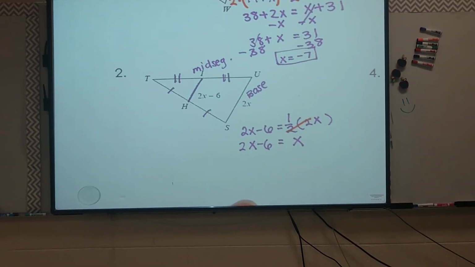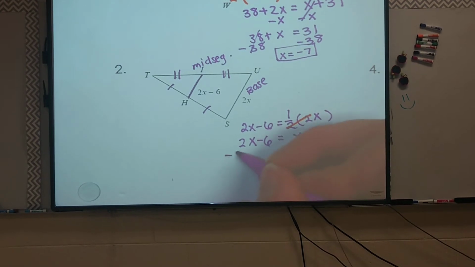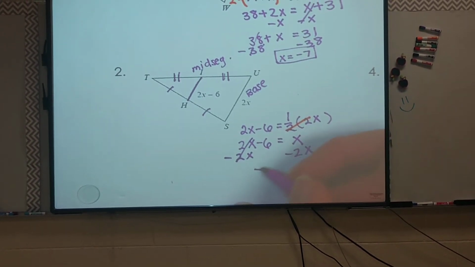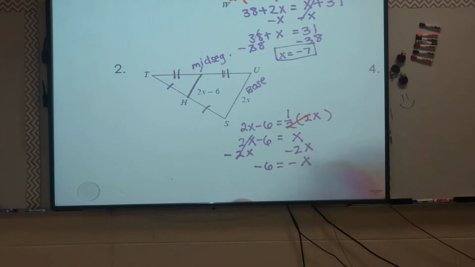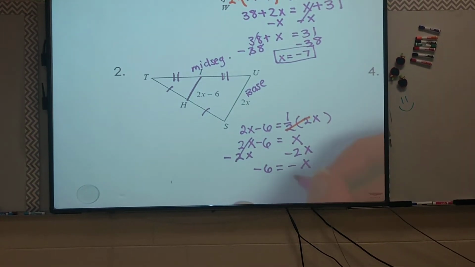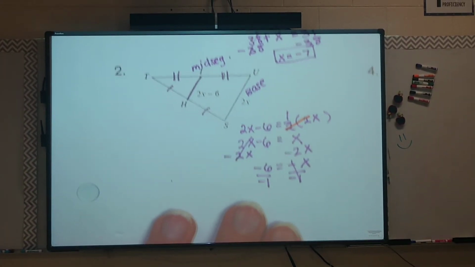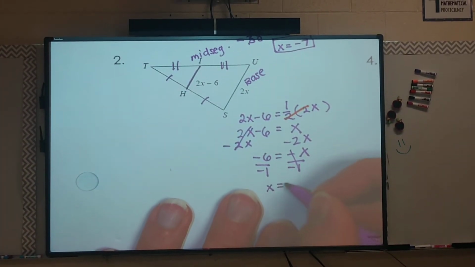Okay? So from here, we're going to move the 2x over to the plain 1x. So x minus 2x is a negative x. Okay? And we can get rid of that -1 by dividing it over. And I'm going to be left with x is equal to 6.